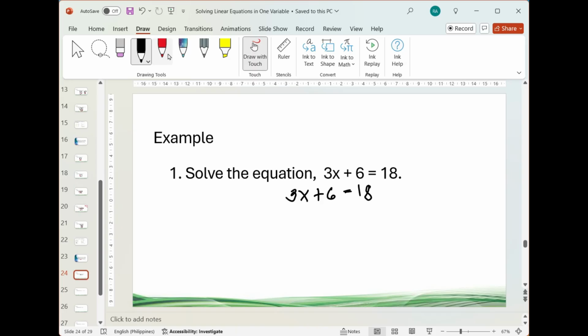So dito, itatranspose po muna natin si positive 6 dun sa right side. So magiging 3x is equal to 18 minus 6 kasi nalipat na si positive 6 dun sa right. So simplify muna natin. 3x equals 18 minus 6, that is equal to 12. So dahil wala na tayong si-simplify, we can now perform division property of equality. Since 3 is the coefficient of x, so we divide both sides of the equation by 3.